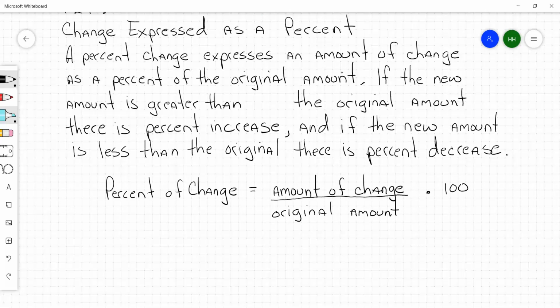Make sure you do this first, though. Make sure you divide that first: the amount of change divided by the original amount.